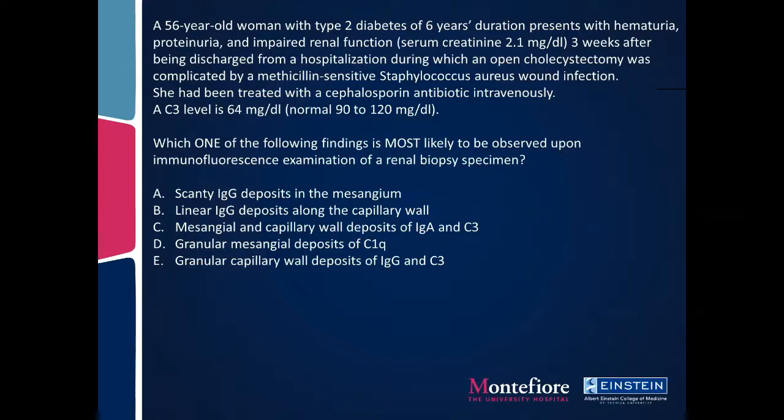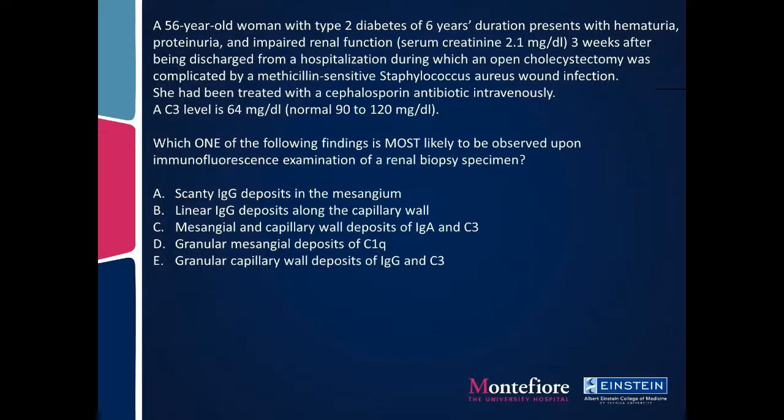In the blood work that was done, the one significant thing is that a C3 level that was checked is 64 milligrams per deciliter, and the normal for that is 90 to 120. So the question is, the biopsy is done, and which one of the following is the most likely finding to be observed upon immunofluorescence examination of a kidney biopsy specimen?